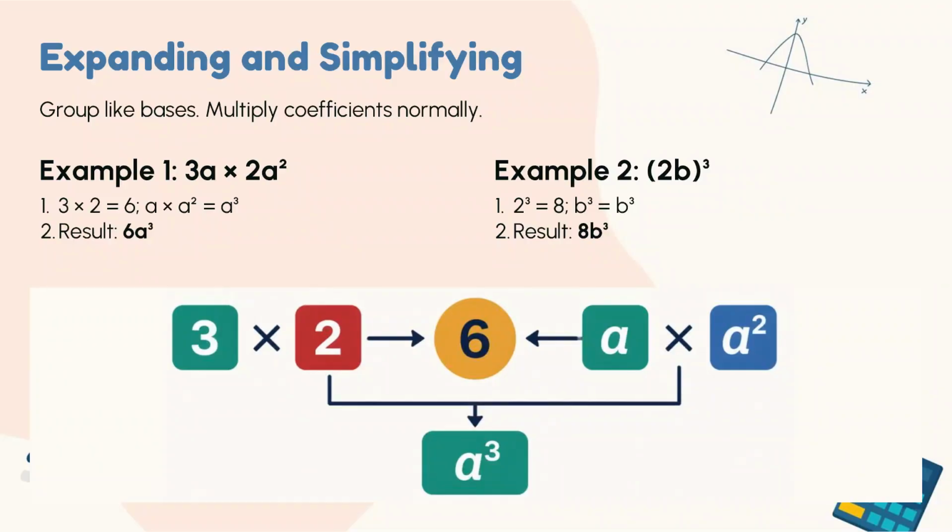Now look at bracket 2b bracket cubed. This means 2b times 2b times 2b. So we cube both parts. 2 cubed is 8, and b cubed stays b cubed. The final answer is 8b cubed.